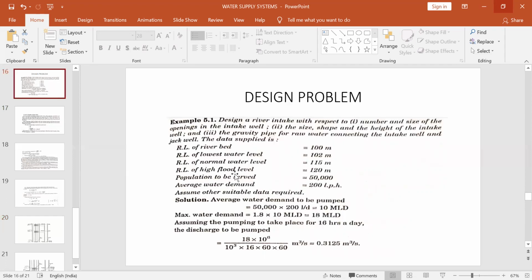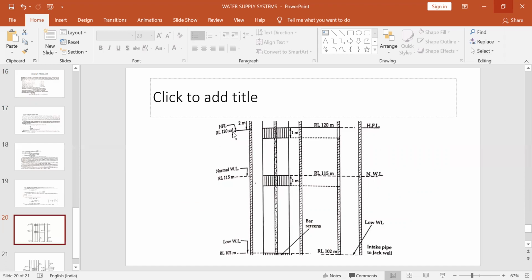So HFL is given as 120 meter. At the HFL, 1 meter, we are providing ports. What is the port? The port is through which the water will enter. So this is the front elevation, and these are your screens. Through these screens water will enter perpendicularly. Water will enter from here, from here, and from here, depending on the elevation of water available.